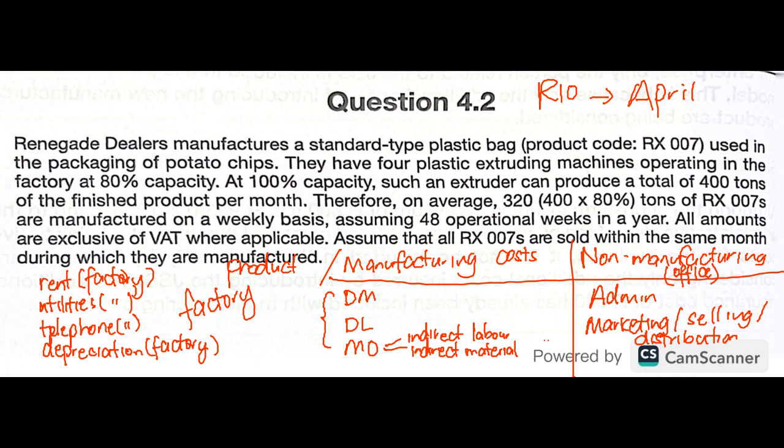Then we have your category of period costs. So these are also known as non-manufacturing or non-production costs.